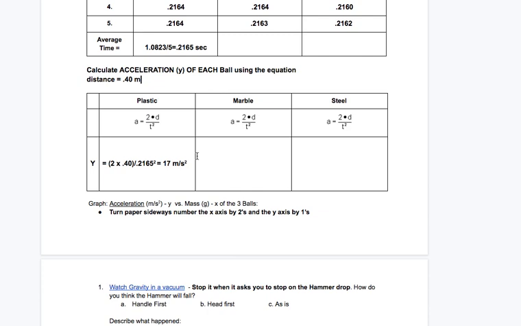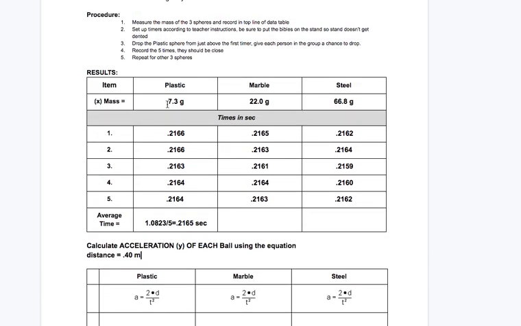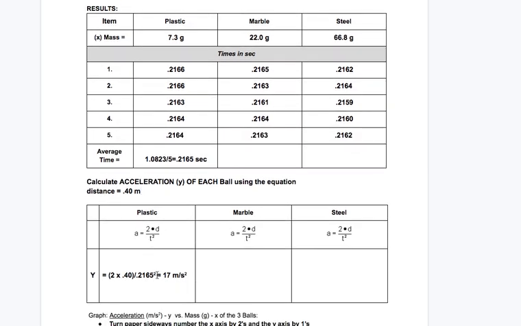It's the mass up here. This is your X versus your acceleration down here. So the first point is gonna be 7.3 on the X-axis, and then I'm gonna go up to 17 and put a dot. So we're just gonna have 3 dots on this graph.